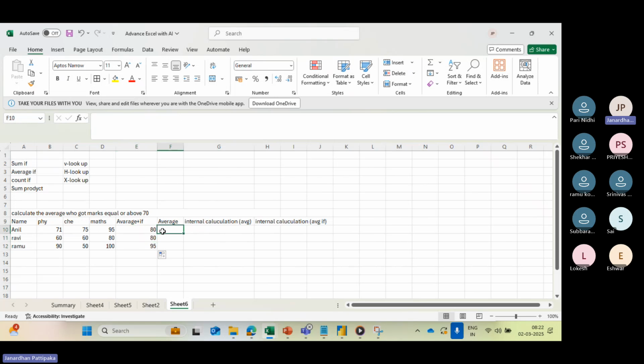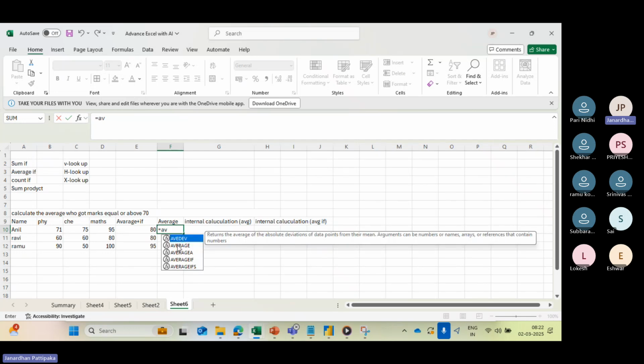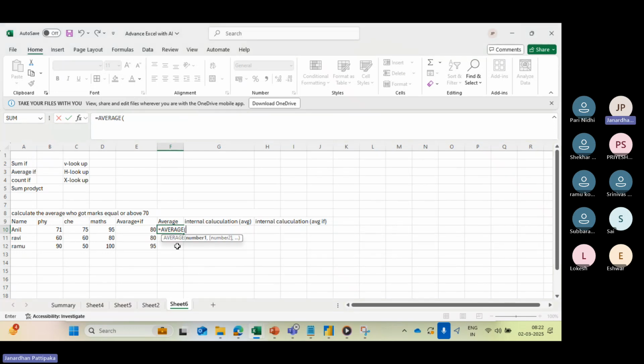Now I will try to calculate average. Is equal to average means directly you can click on average. Okay, tab and number 1, 2, 3. So you can directly select this and you can drag this. Okay, you can close. Click on.